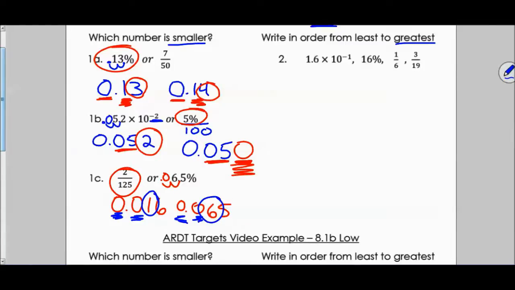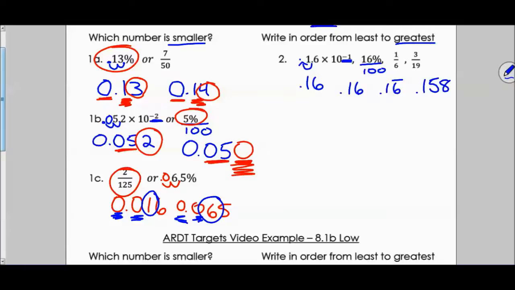Alright, so the very first thing we need to do, again, we need to change these into a common form. We need to see these numbers in the same kind of form. We're going to change this into a decimal by moving the decimal place back 1 place. That's 0.16. 16% divided by 100 is actually the exact same thing. That's also 0.16. Next one's just a division problem. 1 divided by 6 is 0.16 repeated. And then 3 divided by 19 is 0.158.